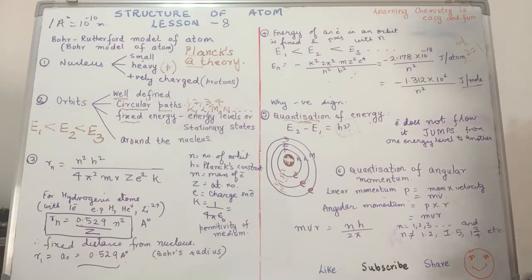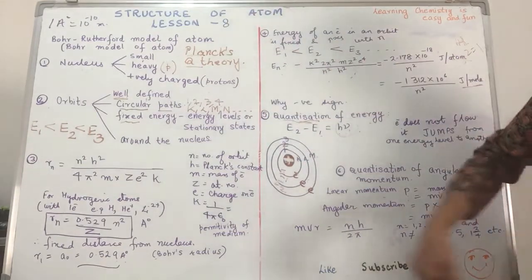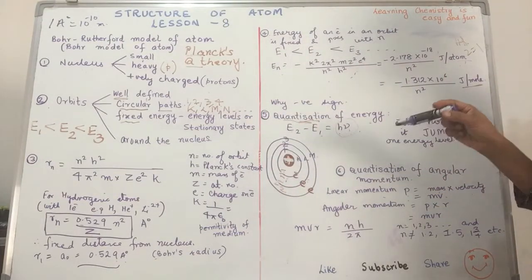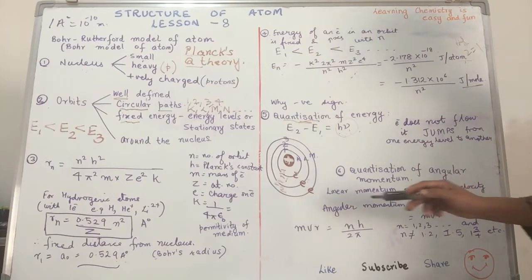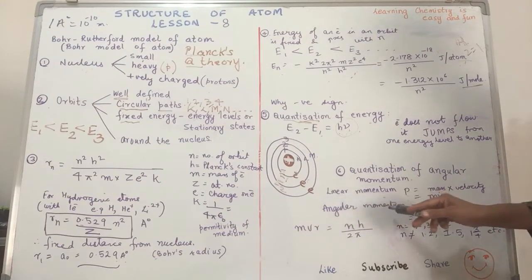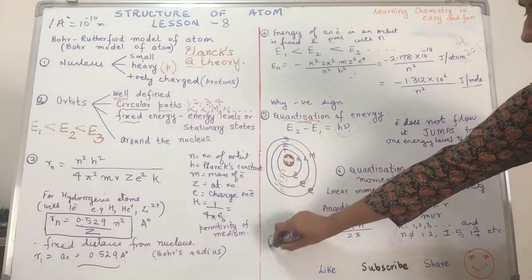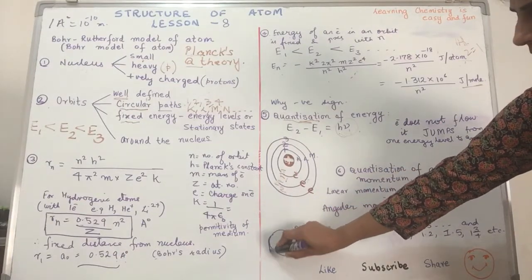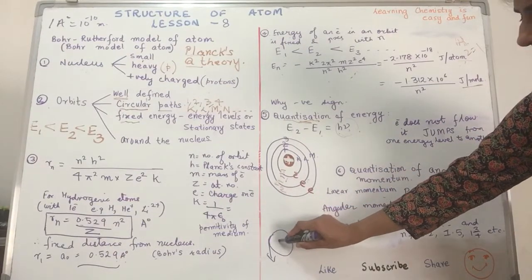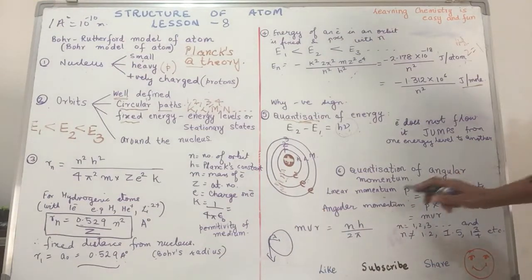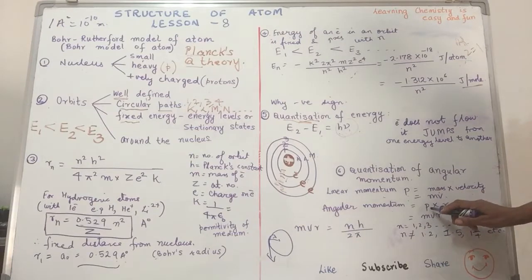Angular momentum. Now I start going around in a circular path. Now again there is acceleration because my direction is changing. There is momentum. Angular momentum is nothing but the product of linear momentum. So this is my direction and this is the radius of the circular path. Angular momentum is linear momentum into the radius. So mvr.